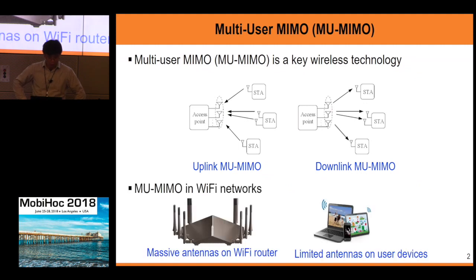In Wi-Fi networks, the number of antennas on the Wi-Fi router is continuously increasing, while the number of antennas on user devices remains limited. So multi-user MIMO is a key technology to improve the throughput of Wi-Fi networks.